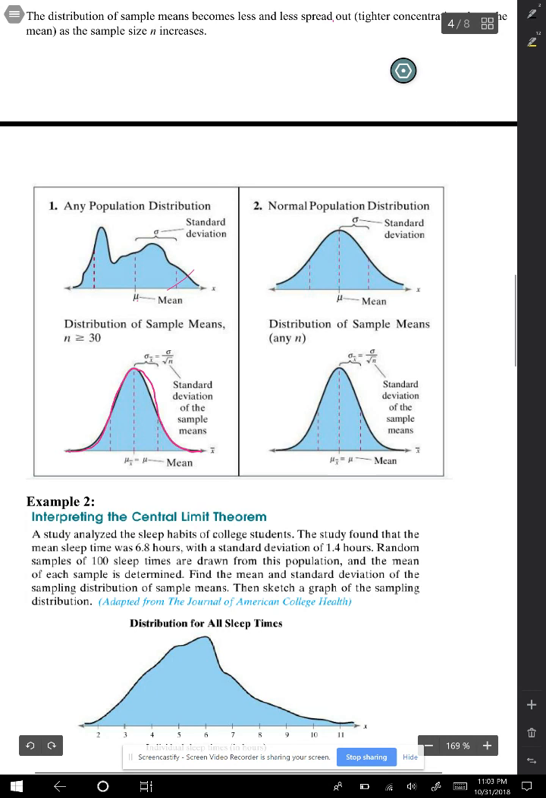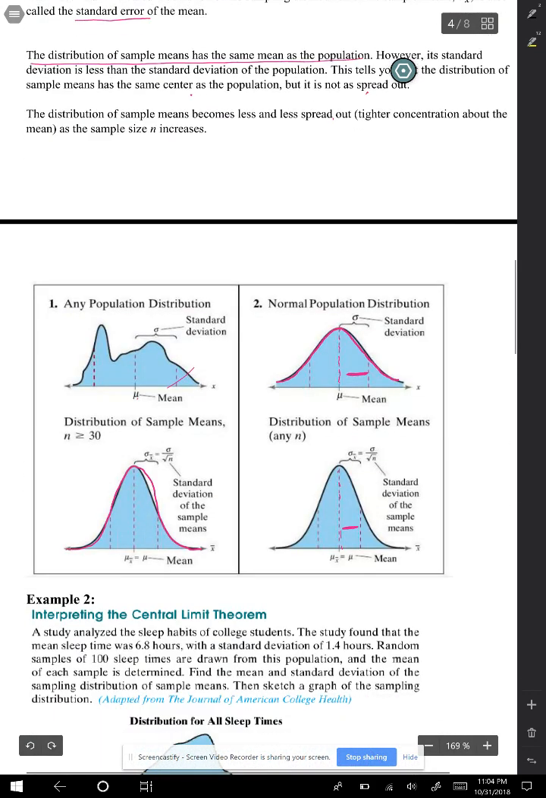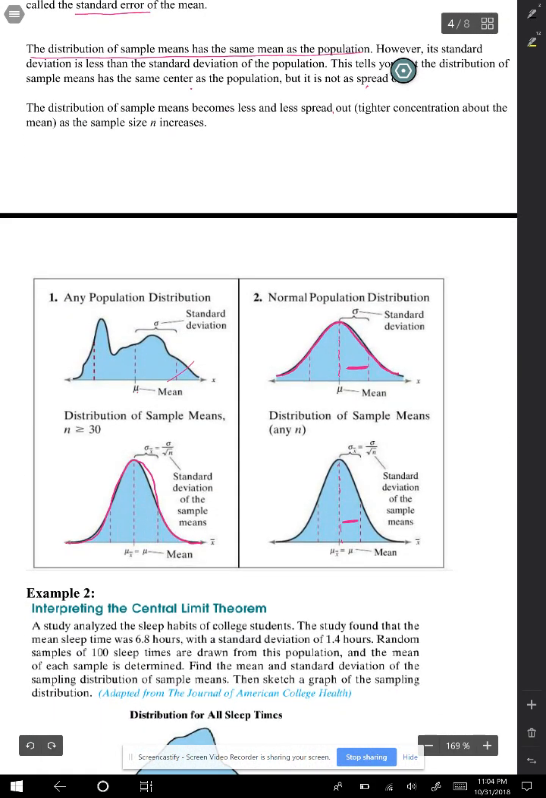If you start with a normal population distribution, then obviously the distribution of the sample means will also be normally distributed. But what you will notice is that we have the same mean here, but on the population distribution, these are spread out more than they are on the distribution of sample means. And that's what all of this up here was telling you. This is just putting it into a graphic so you can see it a little bit better.